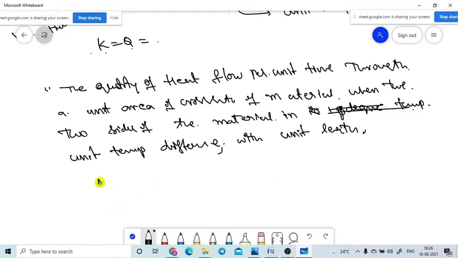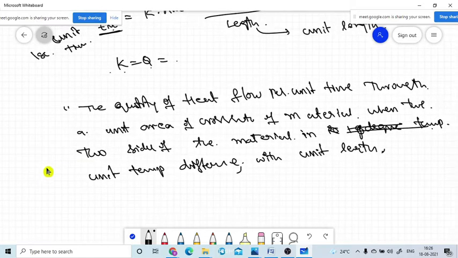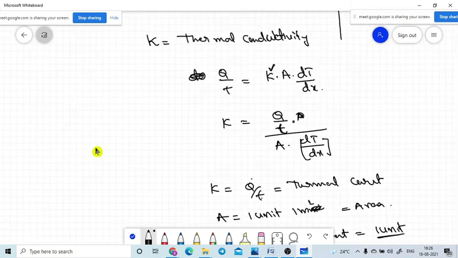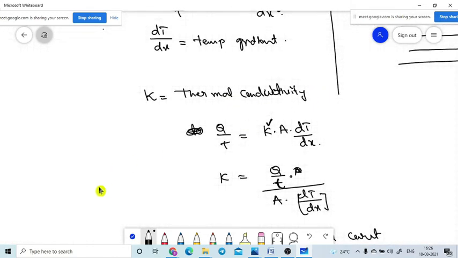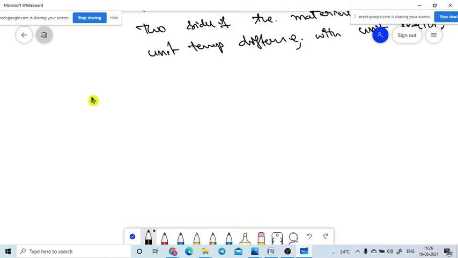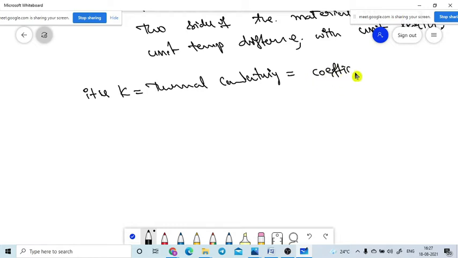I did not use the word coefficient of thermal conductivity, but whether I use it or not, K is the thermal conductivity of the material, or simply named the coefficient of thermal conductivity. Both are the same. What are the units? How can you define the units?